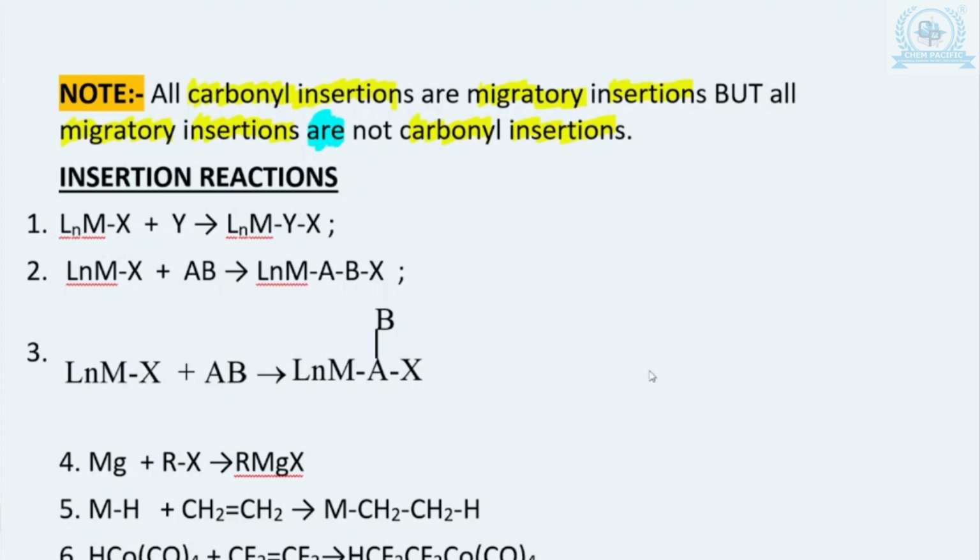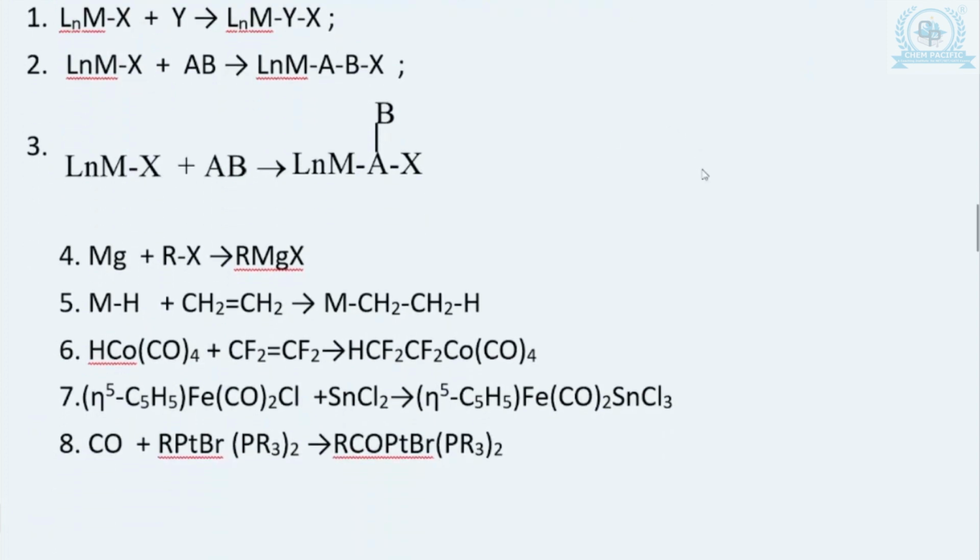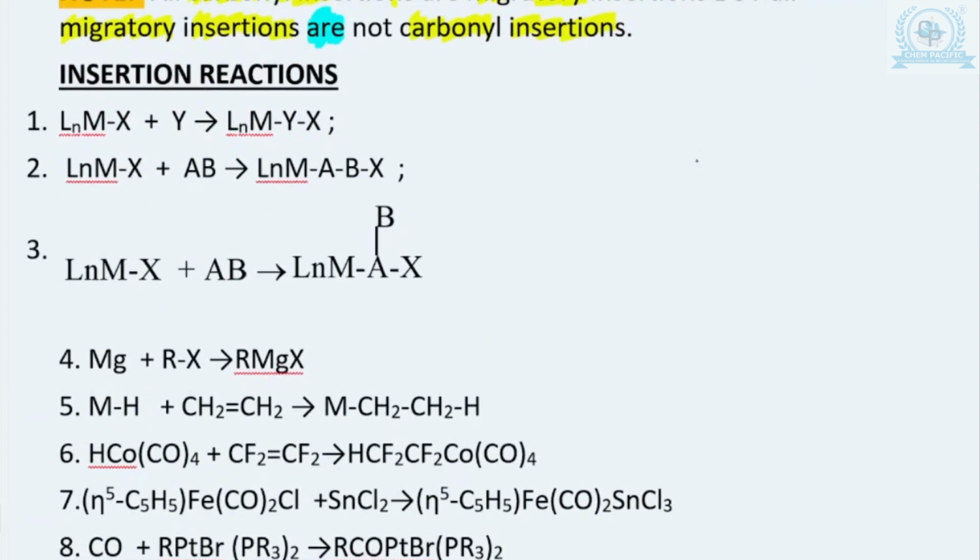So lots of other migratory insertions are there. Again, in a very simplified form, let us talk a little about what we have studied, what everyone knows. For example, Mg reacts with RX, resulting in the formation of the Grignard reagent. So this bond here, this magnesium gets inserted in this bond. Okay, in this bond it gets migrated as well as inserted, resulting in the formation of RMgX. Now again, therefore this is also an example of migratory insertion.